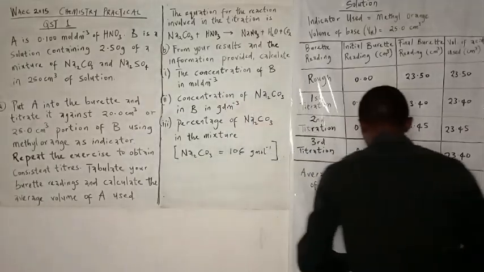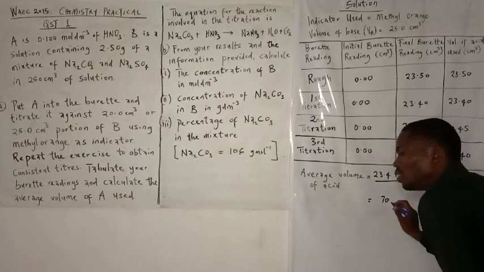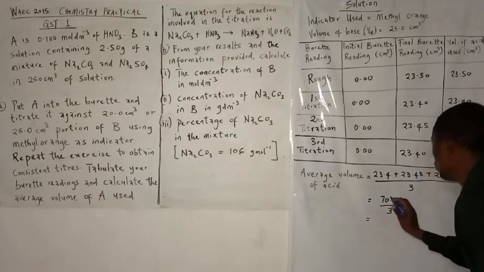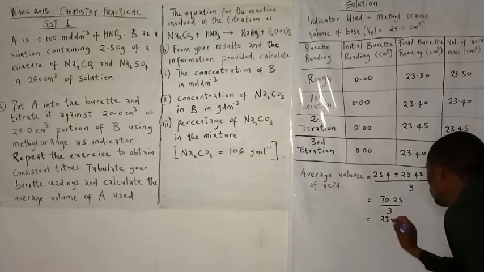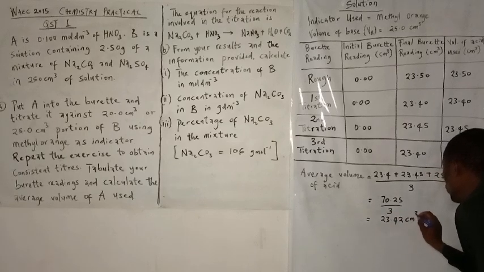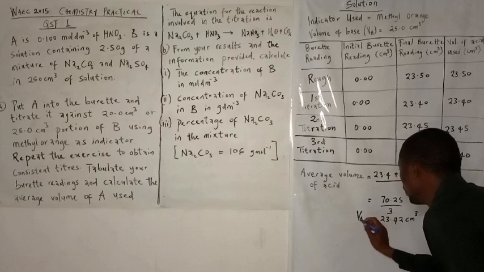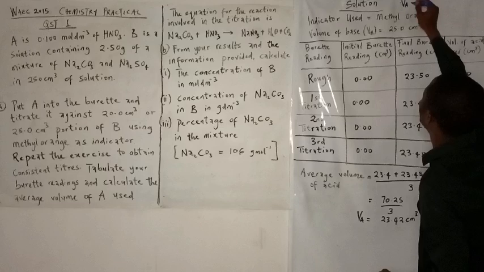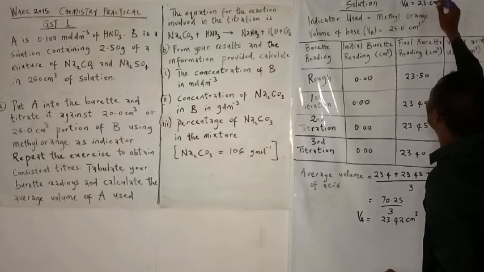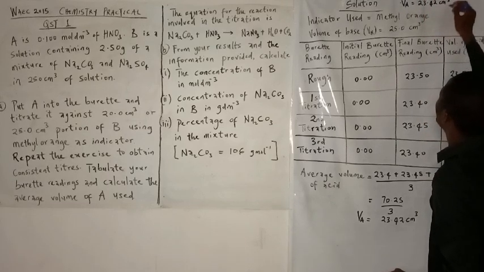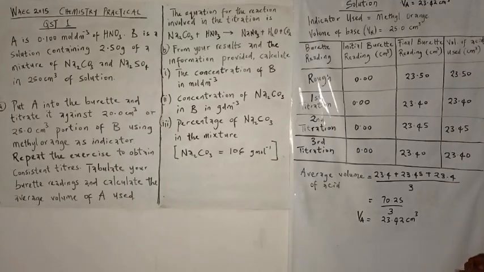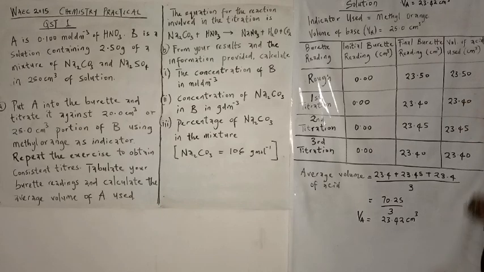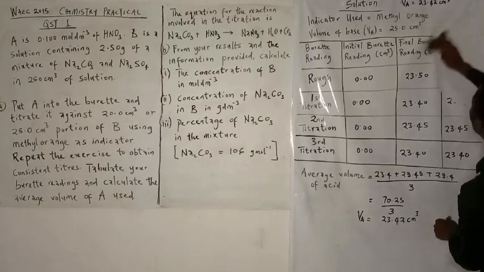So this will give us 70.25 divided by 3, and when we do this, we will get 23.42 cm cube. This becomes our VA, that's the volume of acid. So let me write it over here so that we will remember it. VA equals 23.42 cm cube. So we have this, and then with this we'll go to the next thing in solving this.